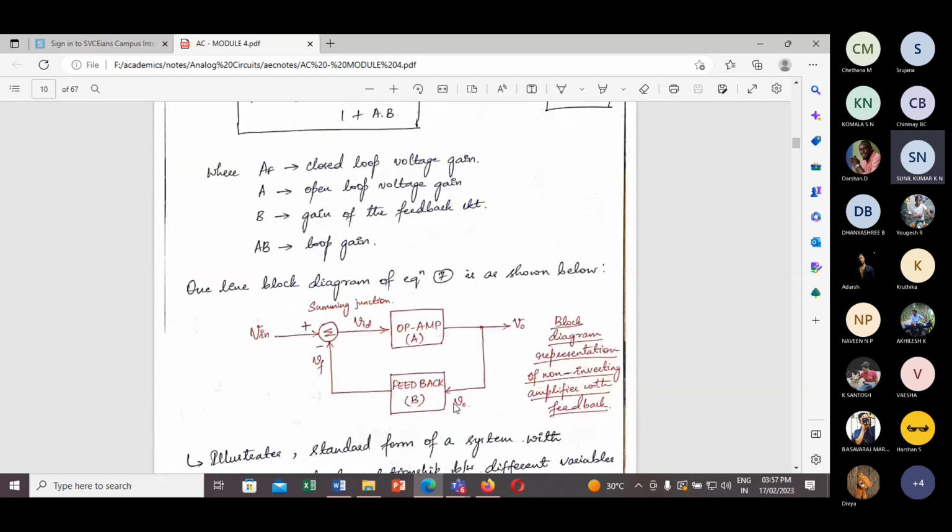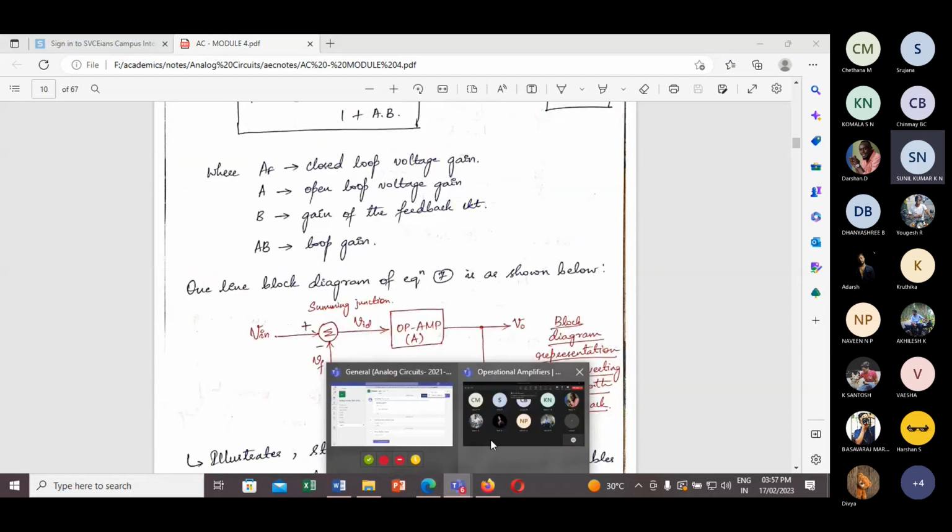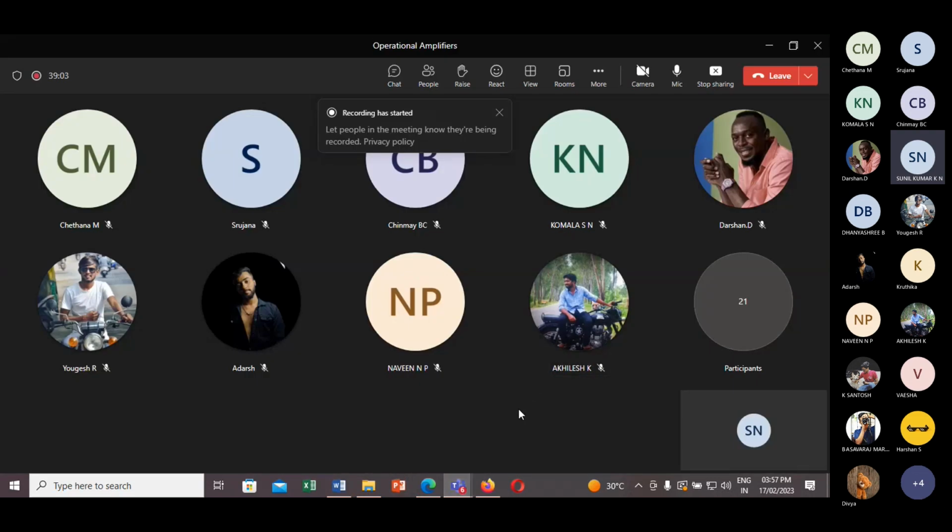With this I will conclude today's session, and in the next class I will start with the voltage shunt feedback configuration. For voltage series feedback, definitely they will ask a 10 marks question, or else they may ask one small numerical in this section. Any doubt is there?